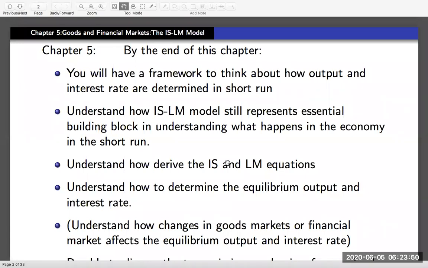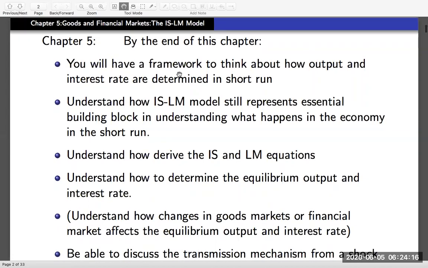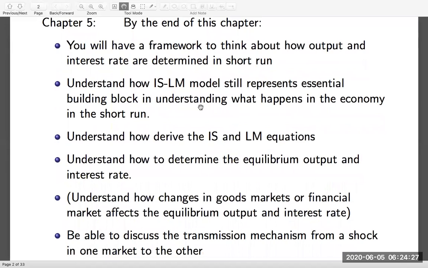Then in chapter 5, we are now combining the goods market and the financial market. In the goods market we will be able to derive the IS. In the financial market we derive the LM. When we combine the goods market and financial market, we get the IS-LM equilibrium, right? So by the end of this chapter, you will have a framework to think how output and interest rate are determined in the short run, and understand how IS, which is investment and savings, and LM, which is the liquidity of money model, still represent an essential building block in understanding what happened in the economy in the short run.